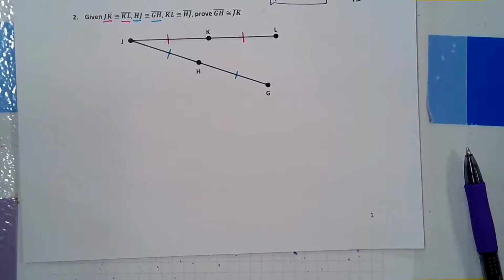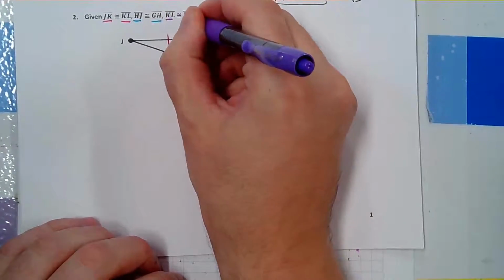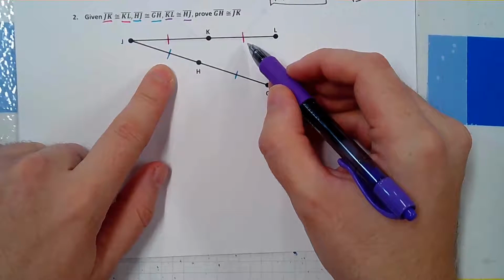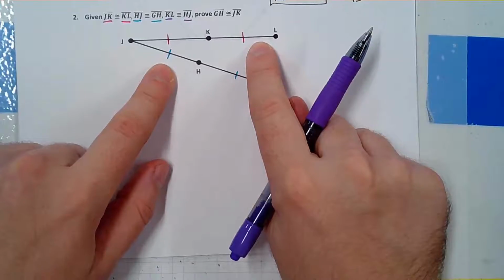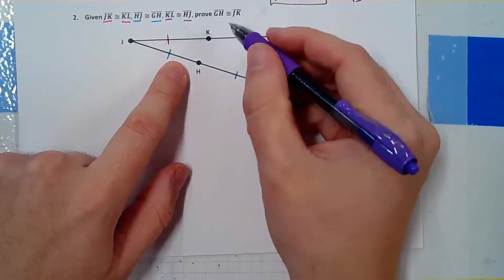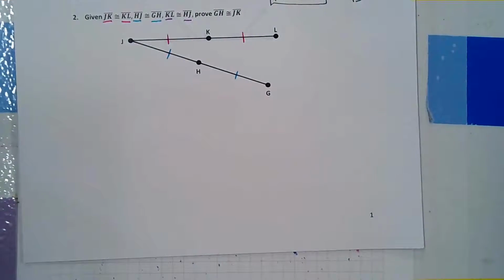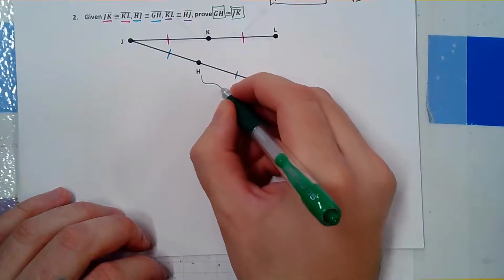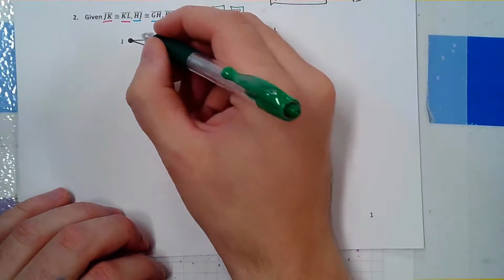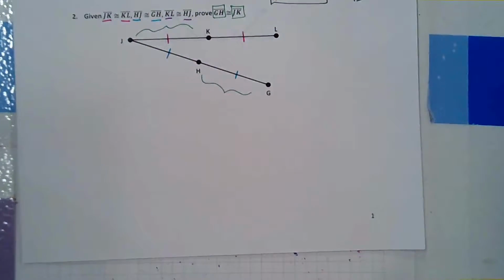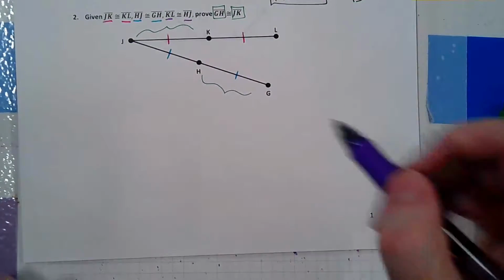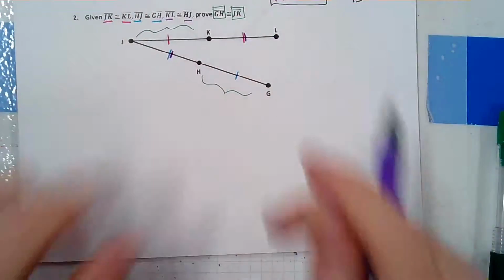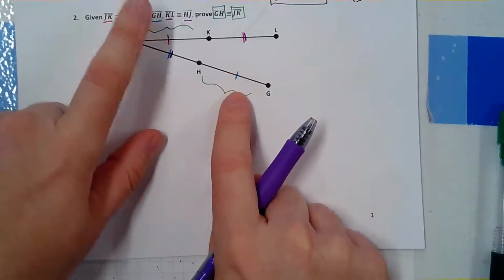But behold, lo and behold, KL is also congruent to HJ. Well, here's KL, and here's HJ. So it turns out these guys are congruent, right? They're all congruent to each other. And that's what they want us to prove, that GH and JK are the same. So GH, just so we're aware, is this guy, and JK is this guy. So all of these guys are congruent. We just need to prove it for these last two.